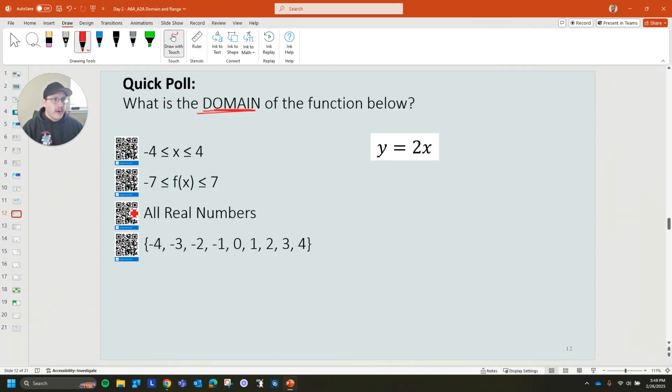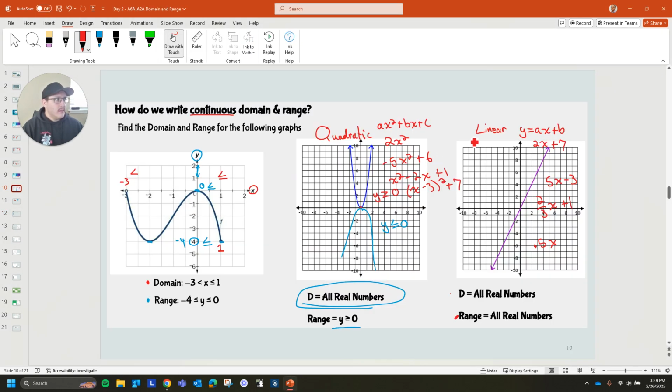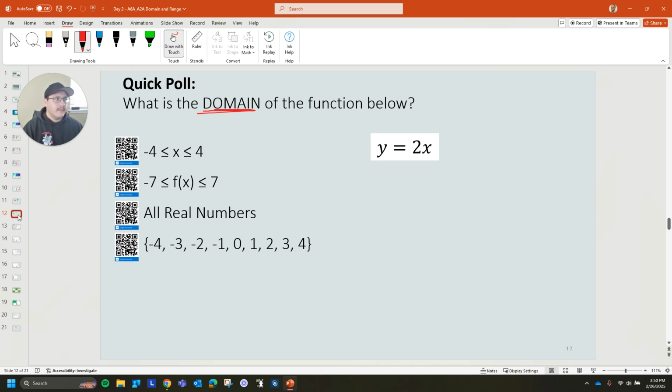Now, we just learned linear equations, all the way to the left, all the way to the right. What is the domain of that? Never stops. So all those real numbers exist. First one doesn't make sense. Second one doesn't make sense.